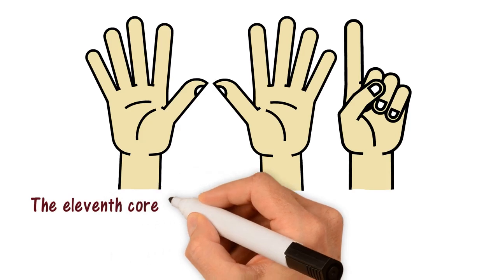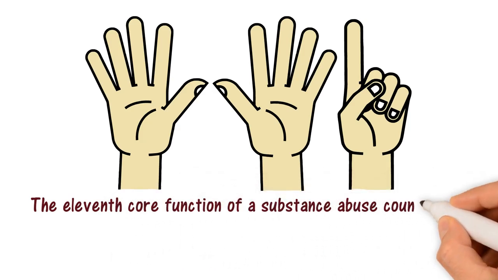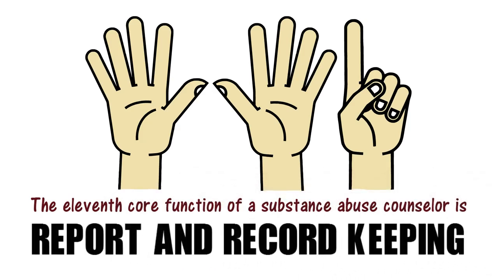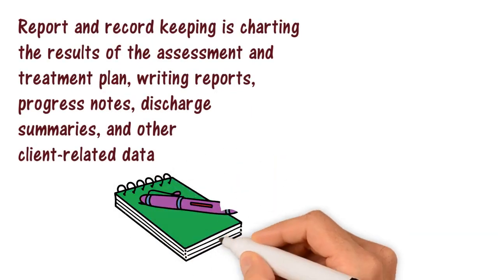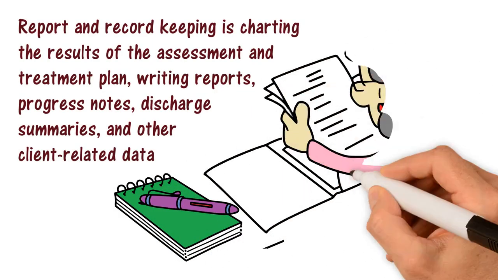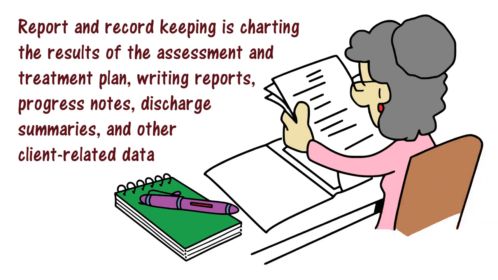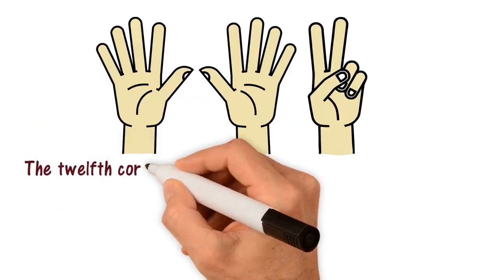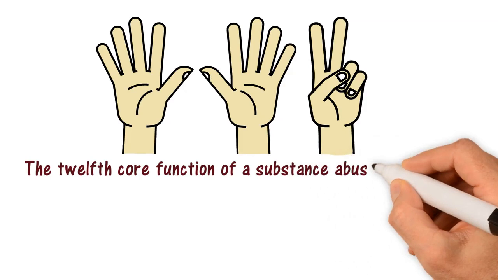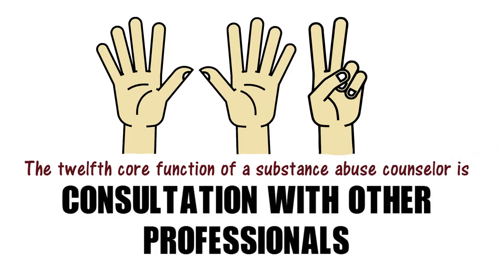The 11th core function of a substance abuse counselor is report and record keeping. Report and record keeping is charting the results of the assessment and treatment plan, writing reports, progress notes, discharge summaries, and other client-related data. The 12th core function of a substance abuse counselor is consultation with other professionals.